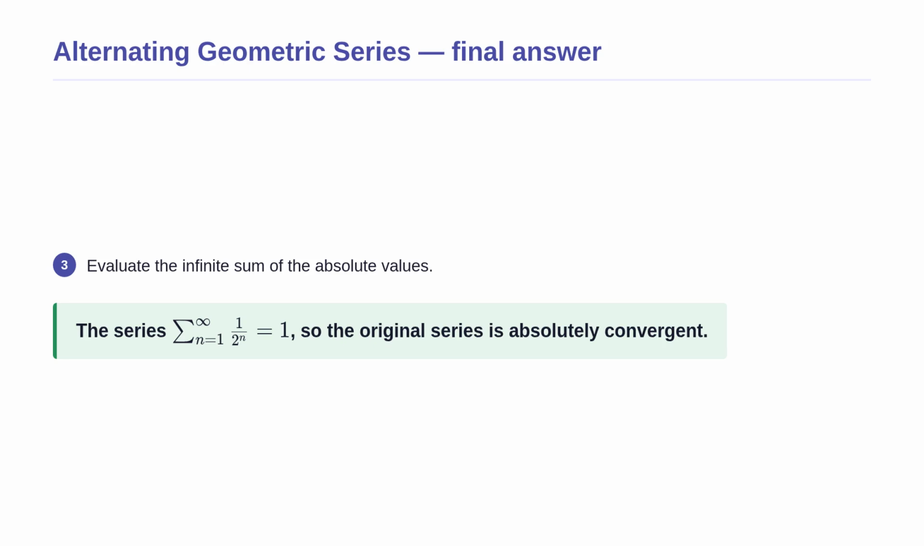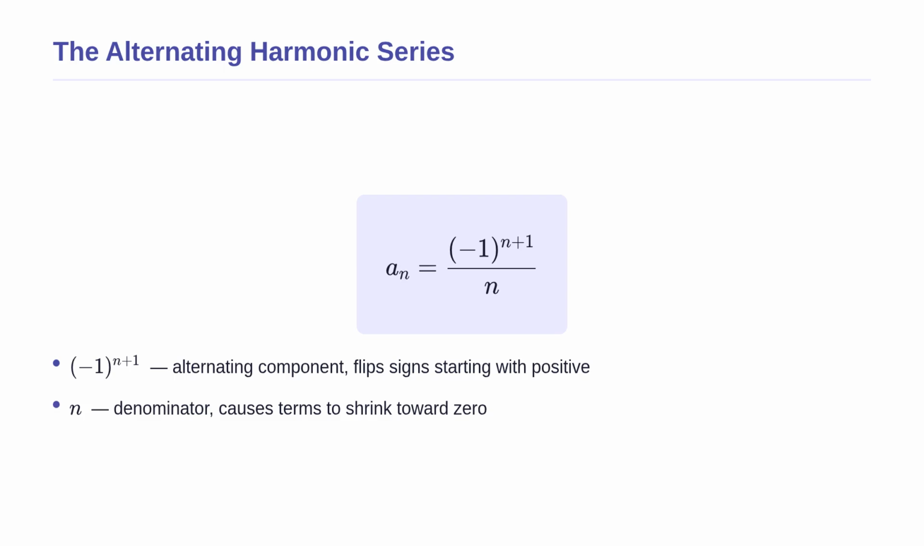Continuing with our simplified positive term, we must now determine if its infinite sum converges. This is a standard geometric series, where each term is found by multiplying the previous one by a fixed fraction, which is a common ratio of 1/2. Because the common ratio is strictly less than 1, we know this series converges to a finite number. Specifically, this infinite sum evaluates exactly to 1. Since the series of absolute values converges to a finite number, we can confidently conclude that the original alternating series is absolutely convergent.